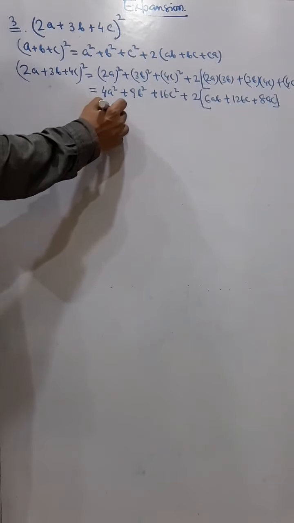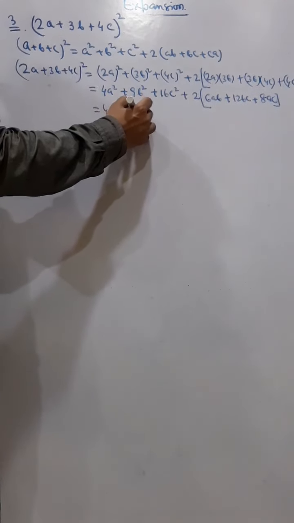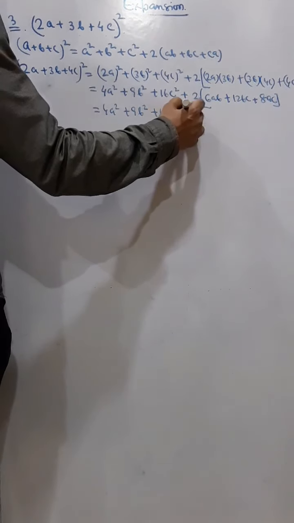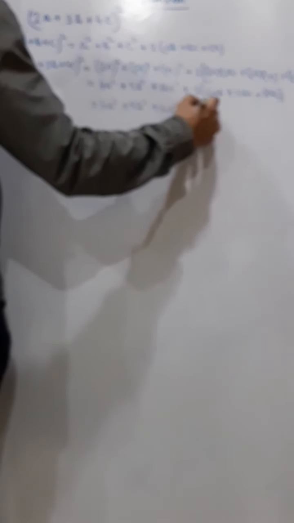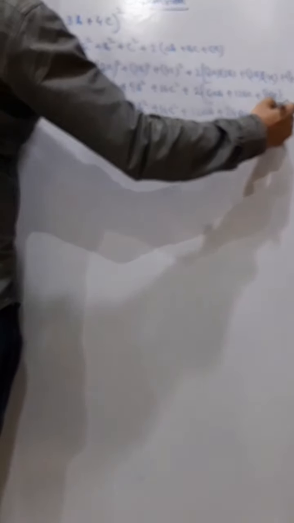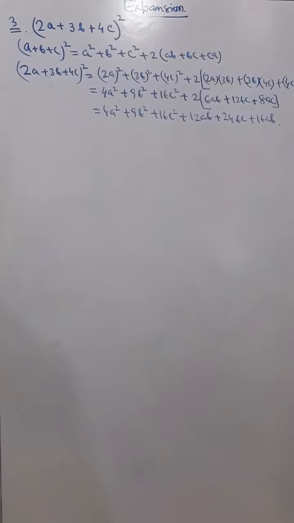and then we write like this: 4a square plus 9b square plus 16c square, and then we can multiply 2 with this. So we get 12ab plus 24bc, and then plus 16ac. Okay.